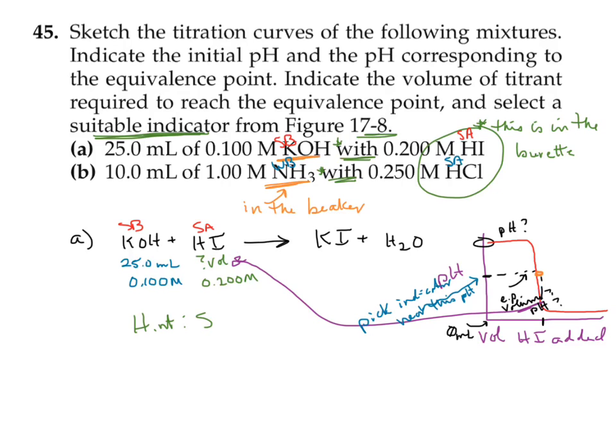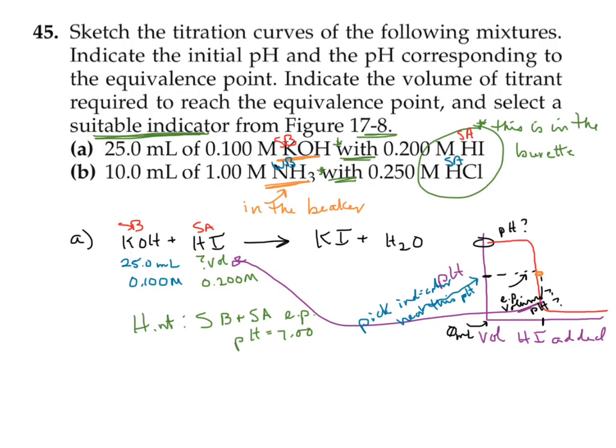Oh yeah, the last thing it says is pick an indicator near the pH at which your equivalence point will occur. And remember we said anytime you have a strong acid and a strong base like this, your equivalence point is going to be at a neutral pH. So you got that one, right? So that's how you're going to sketch your curve with a handful of points.